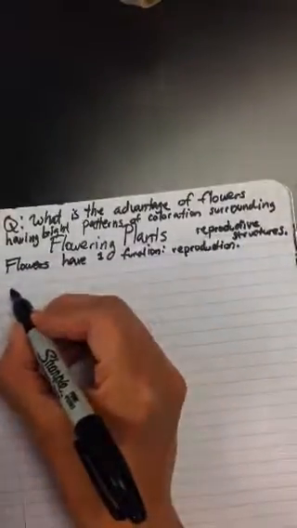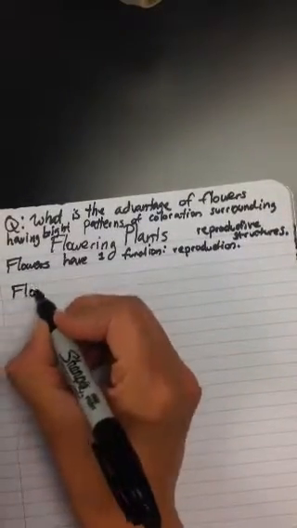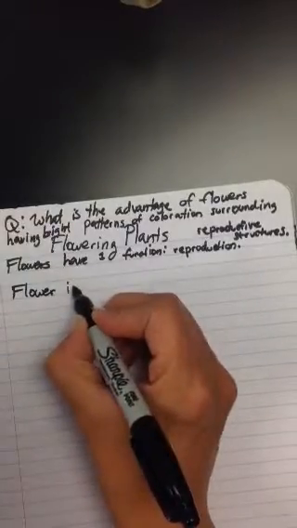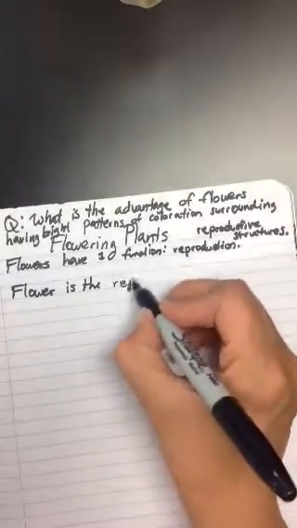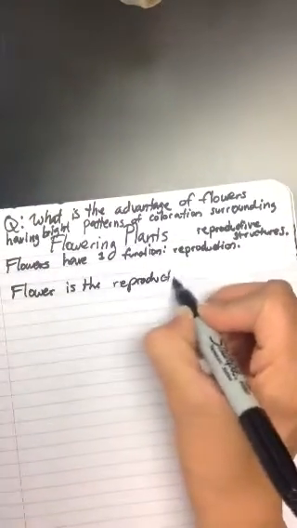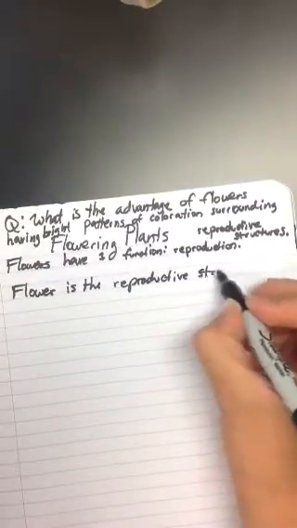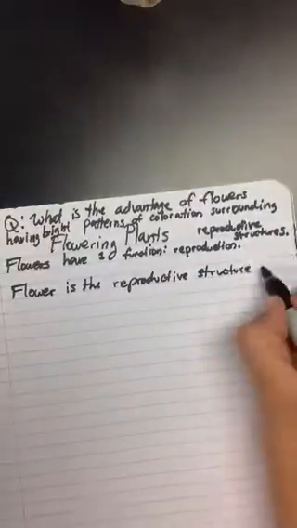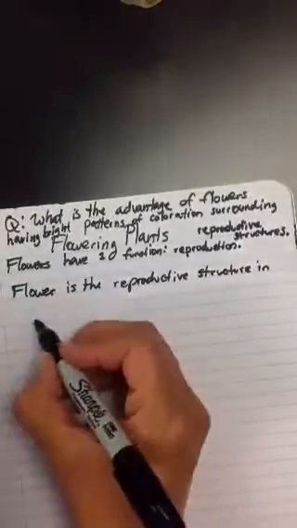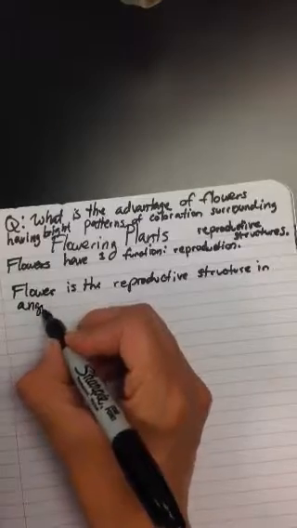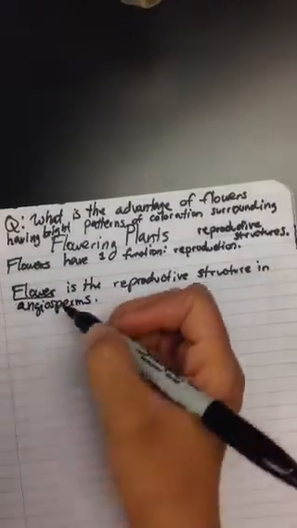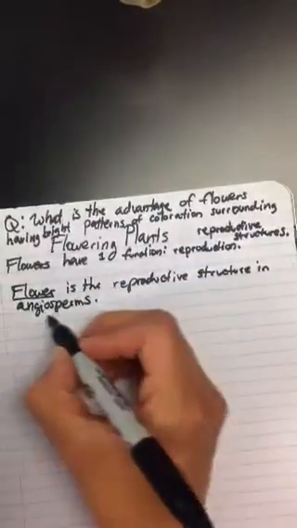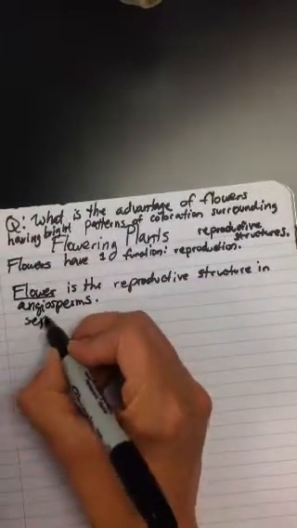Okay, so the flower itself is the reproductive structure in plants called angiosperms. And they are divided into the following pieces.